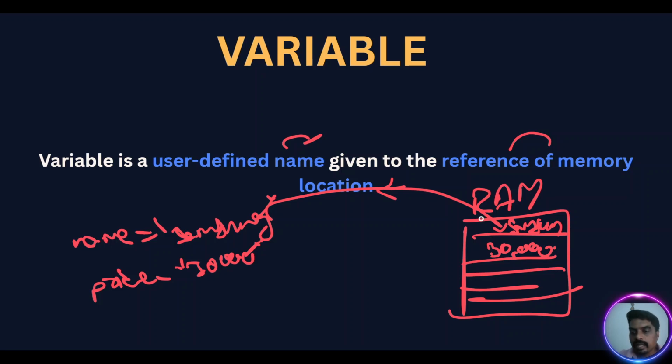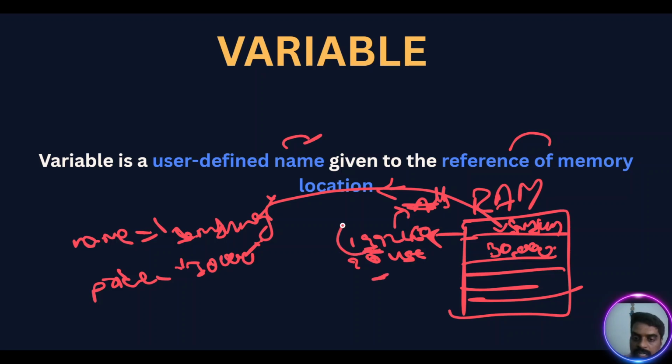But for this block, every time you store any value, it will generate one unique identifier. This is nothing but like your Aadhaar card number, or some identifier.